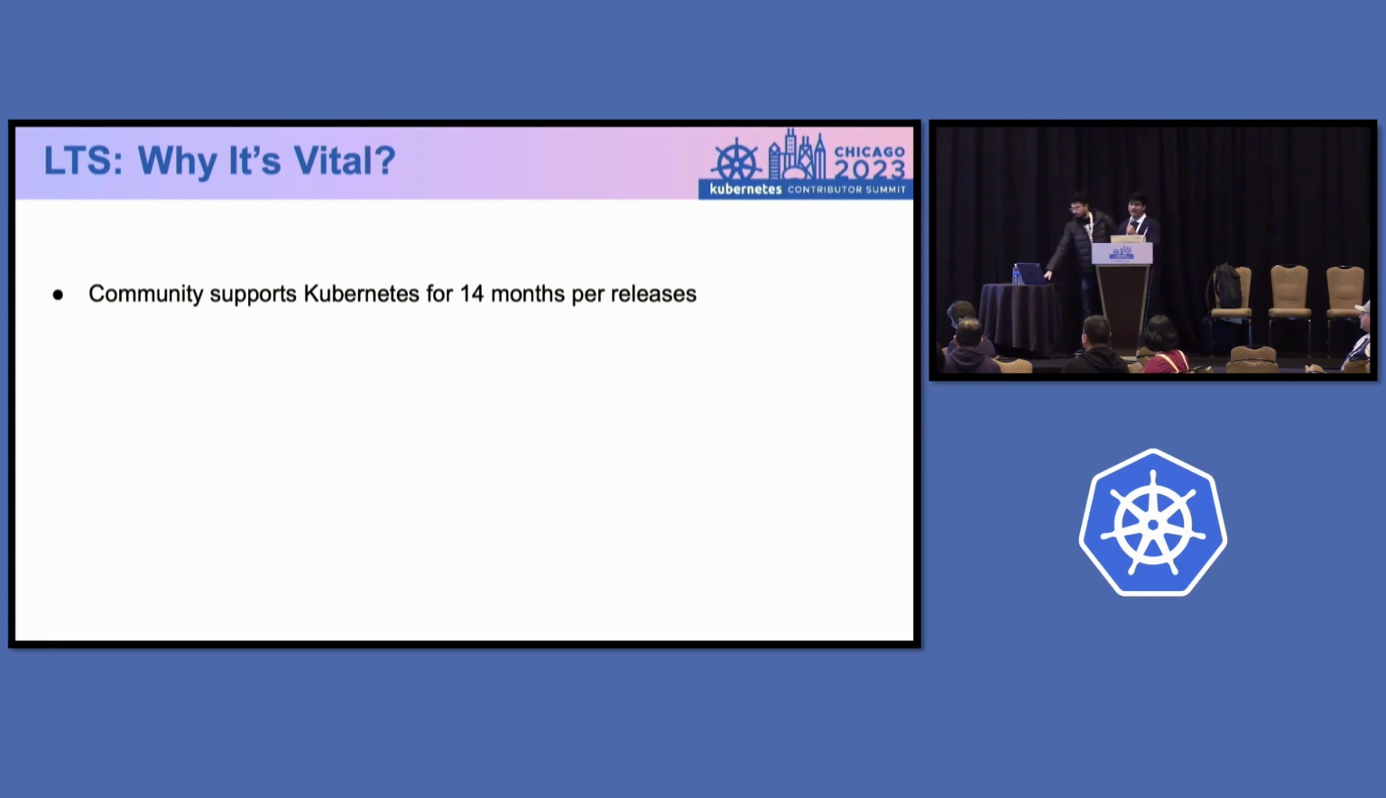So let's start with why it is vital. Basically, the community supports a release for roughly 14 months, out of which the first 12 months is general support, and the last 2 months is maintenance support. So that gives a very short period of time for vendors to upgrade to the next version.